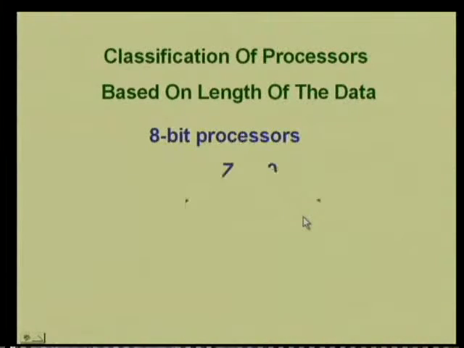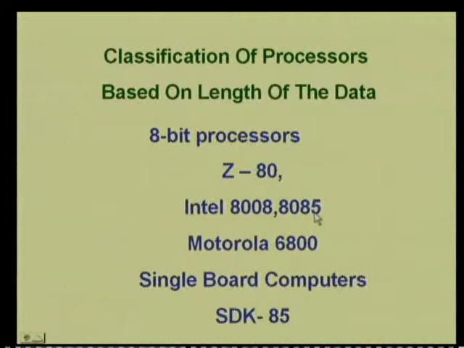Later 8-bit processors were introduced. One is Zilog's Z80, then Intel 8008, 8085, Motorola 6800. So these are generally used in control applications. One example is the single board computer such as STK85, which we generally use in our microprocessor laboratories for study purpose.